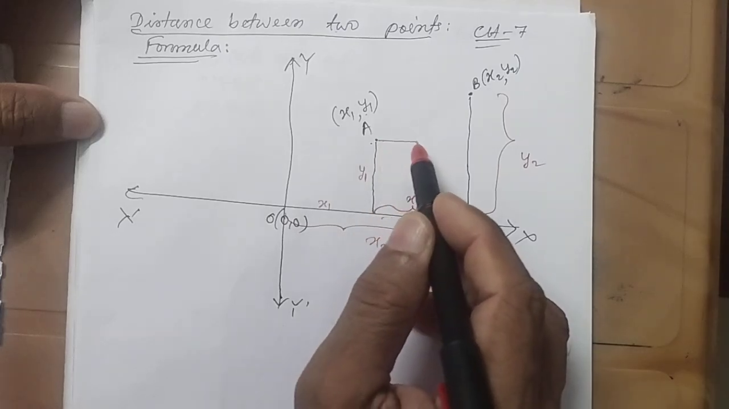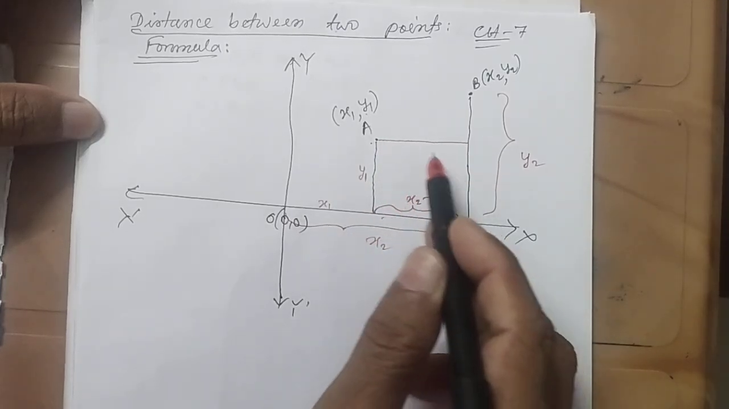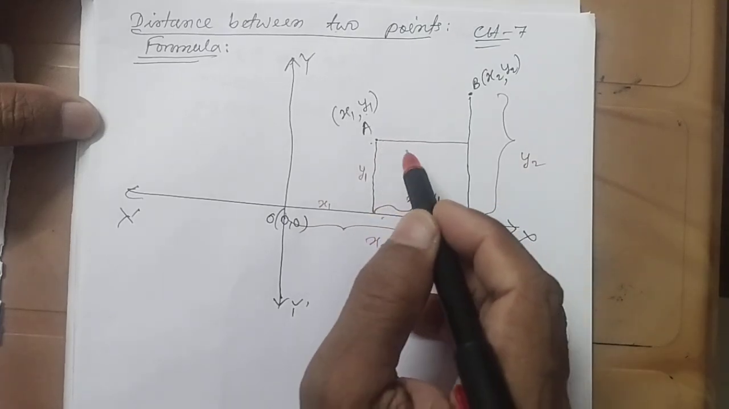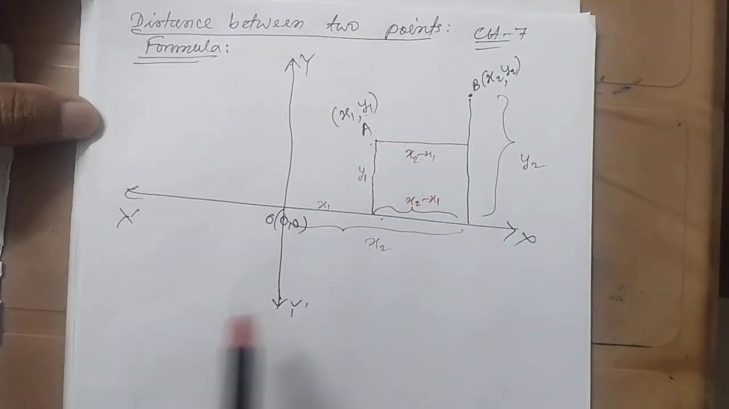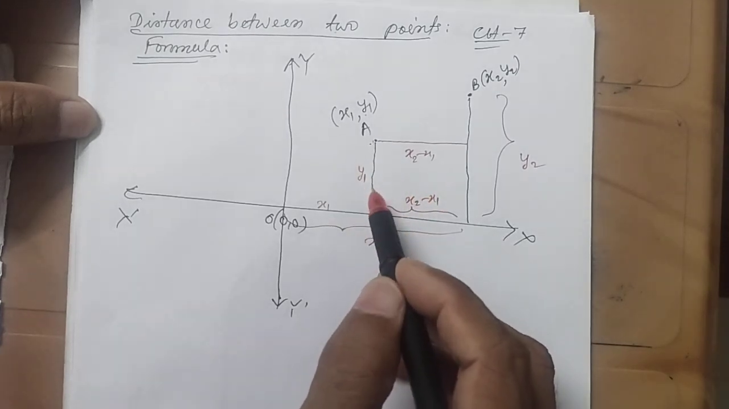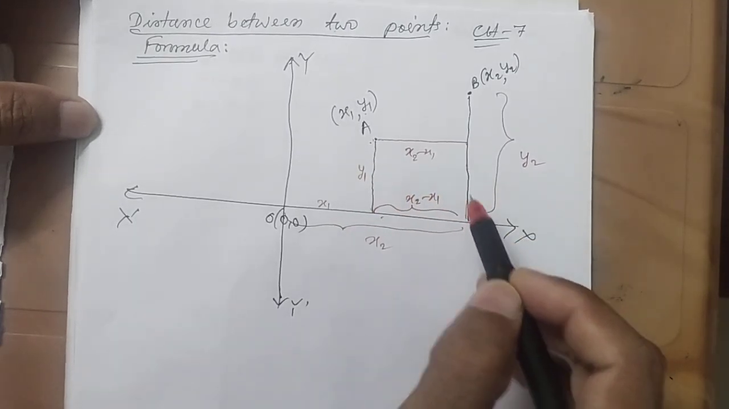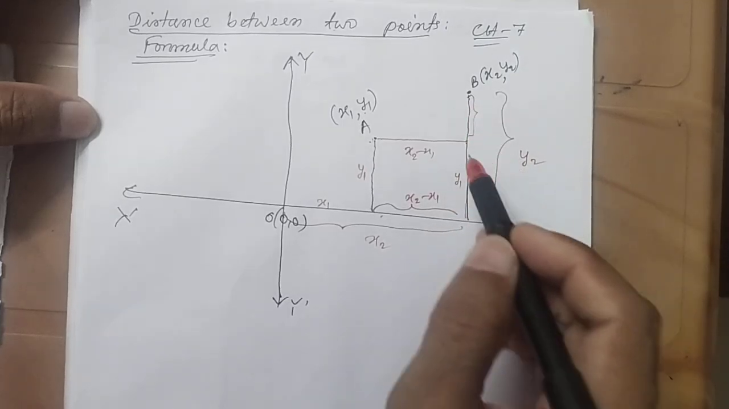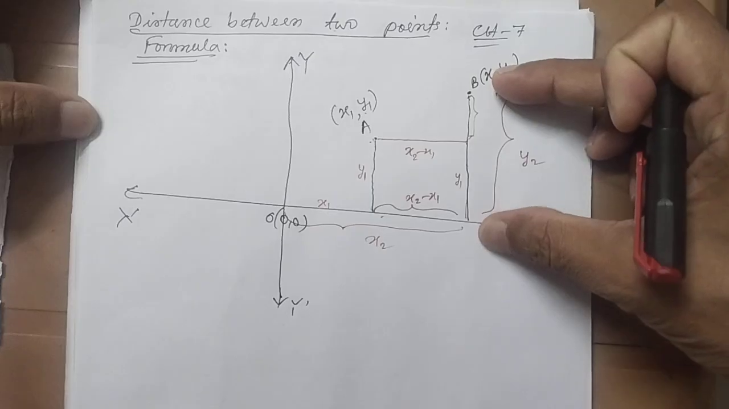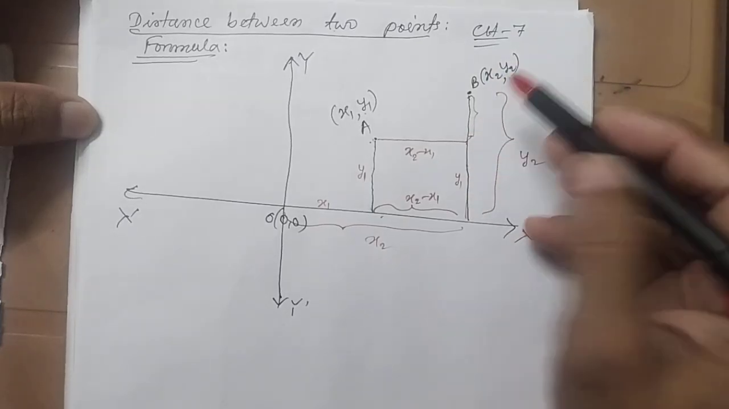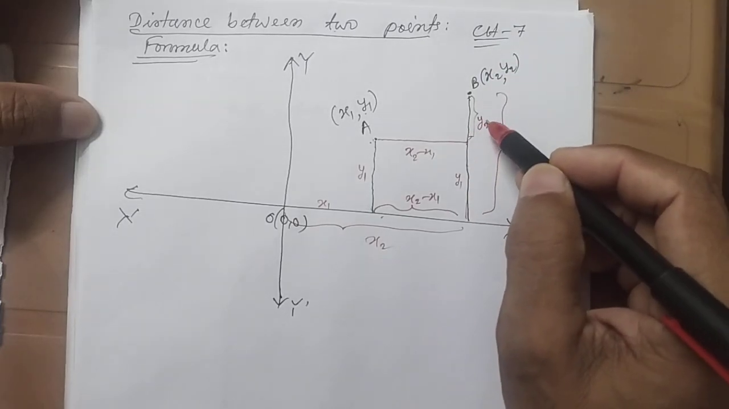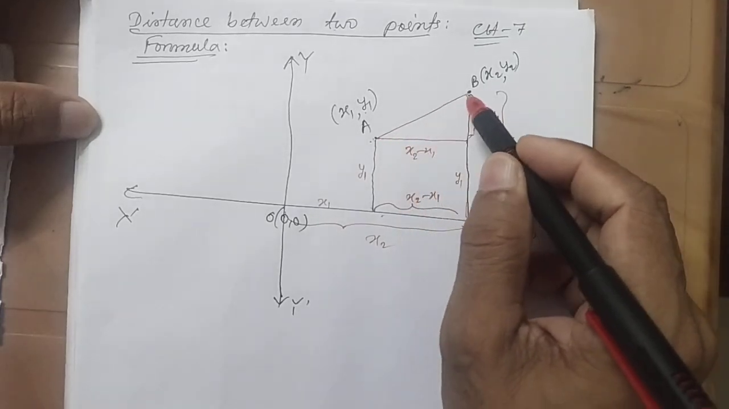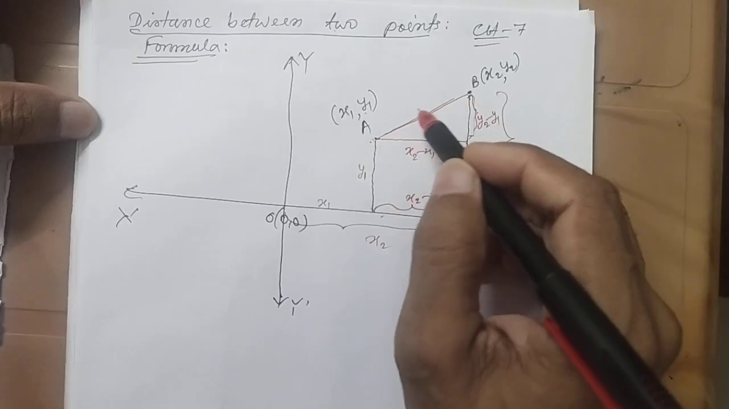If you draw a perpendicular here, this is a rectangle with opposite sides equal, so if this is x2 minus x1, this side will also be x2 minus x1. Then this distance is y1, so this much will also be y1. I will mark y1 here. What will this distance be? In the upper portion, the total is y2 and this much is y1, so this upper part will be y2 minus y1. Now you can complete this triangle, and your aim is to find this distance AB.